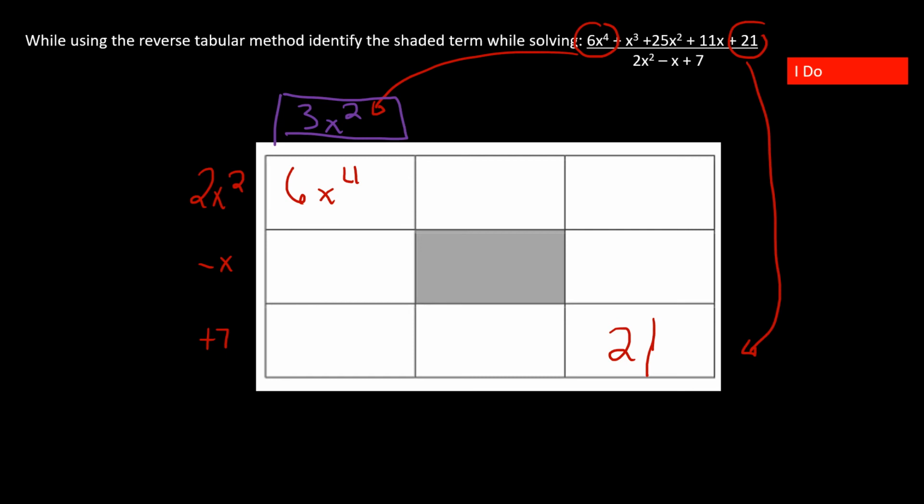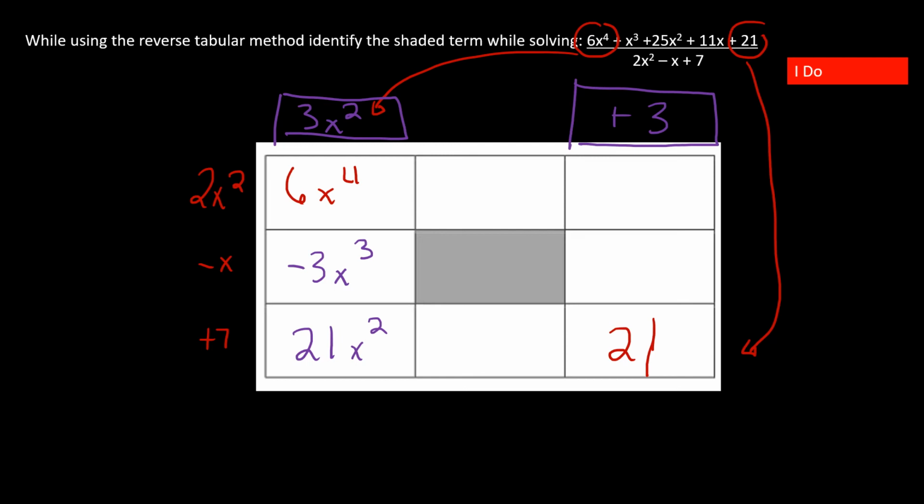Okay, so then I can solve for these last two factors here in this column. So I can do 3x squared times negative x would give me negative 3x cubed. 3x squared times 7 would give me 21x squared. Okay, well, we still don't have this in the shaded region. That's okay. We'll get there. We can then solve for this factor over here, because we can determine that some number times 7 gives us 21. Well, that would be a plus 3. 3 times 7 is 21.